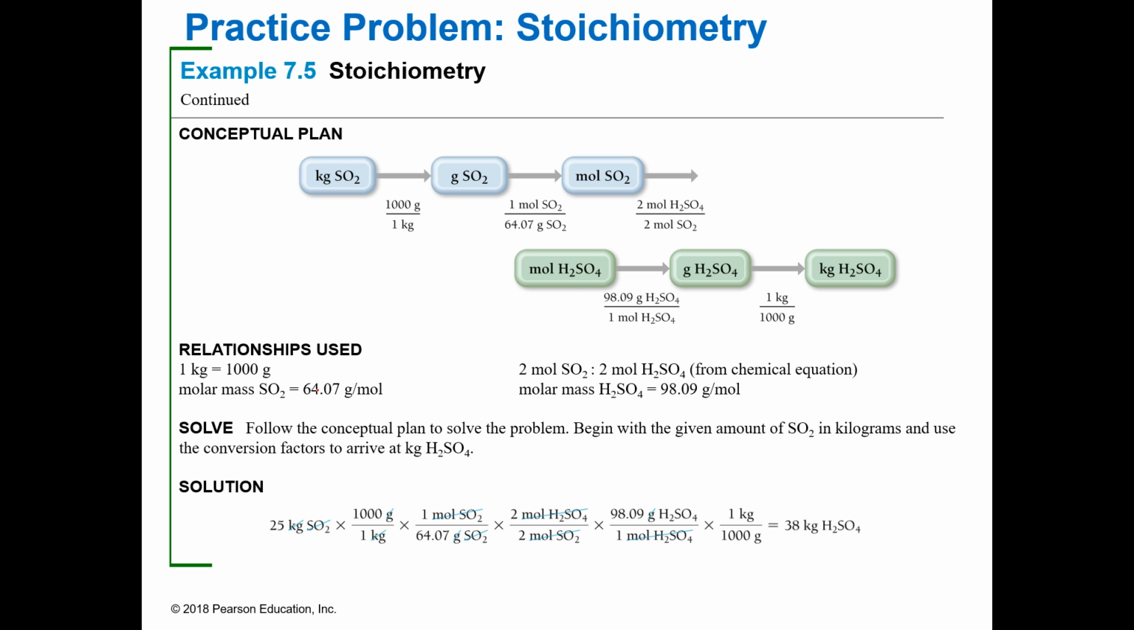Okay. And so following that, we have this setup right here. Kilograms to grams, make sure these cancel. Grams to moles using the molar mass, these need to cancel. Moles to moles from sulfur dioxide to sulfuric acid, these should cancel. And then I can end up getting to my kilograms of sulfuric acid.